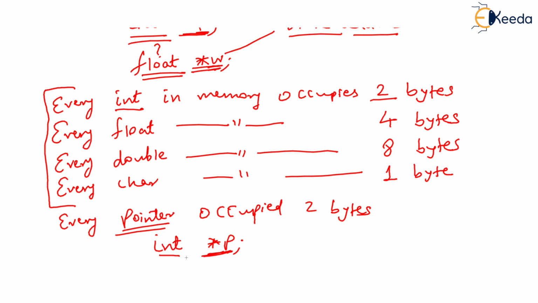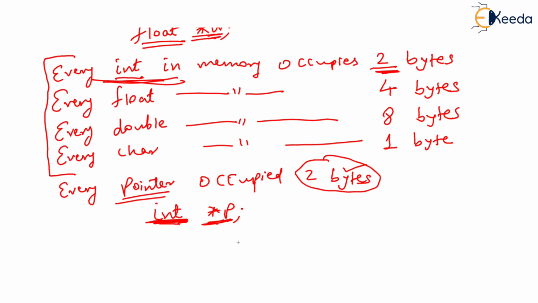So it is stored in the memory. Of course, pointer is stored in the memory. So how much memory will it occupy? This pointer will occupy 2 bytes, not because it is int type. You may think that, okay, int in the memory occupies 2 bytes and the data type here is int, so this pointer is of type int and therefore it will occupy 2 bytes. No, it's not like that.